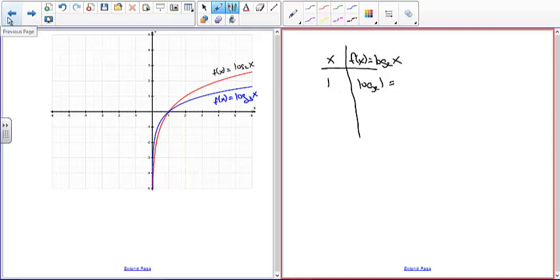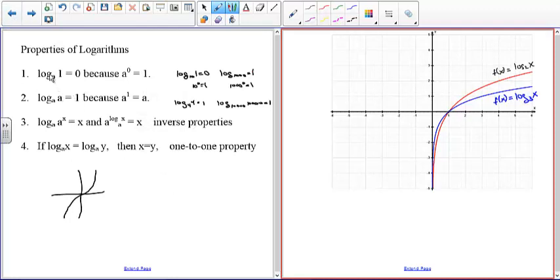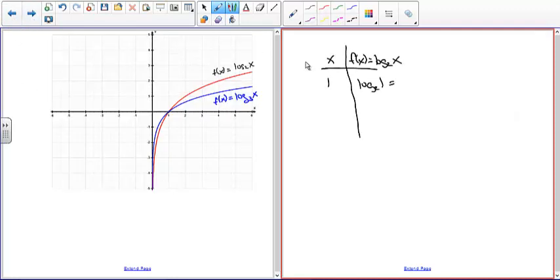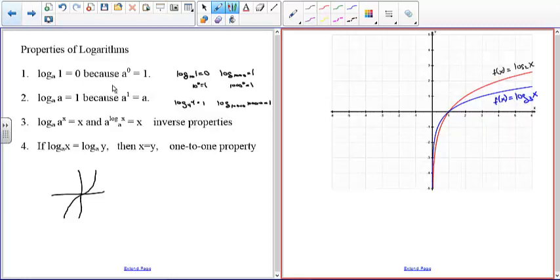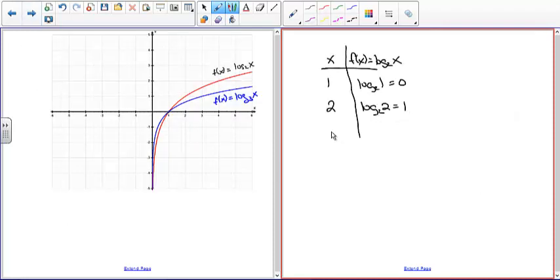If you go back to the properties of logarithms, the log to the base 2 of 1 is 0. If I do x equals 2, log to the base 2 of 2, that's also a property of logarithms. Log to the base 2 of 2 is 1. If I did 4, log to the base 2 of 4 is 2. What number do I need to raise 2 to to get 4? 2 times 2 is 4, so it's 2.